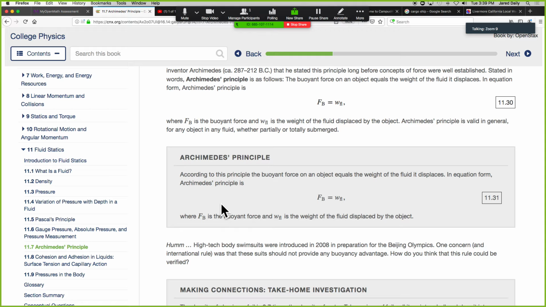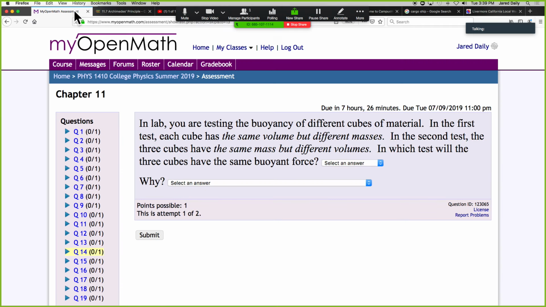So now, can you answer this question? We have 3 cubes that have the same volume but different masses. Does the mass of the cube matter? Does the buoyant force have mass inherent? No, it has volume of fluid displaced, density of the fluid displaced, and the gravitational constant. So it doesn't care about the mass of the cube. It just cares about the mass of the water displaced times g. So that's not going to change anything. In the first test, the 3 cubes have the same buoyant force.